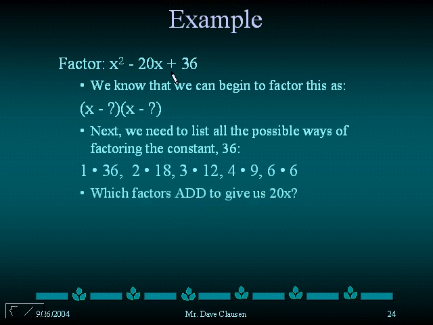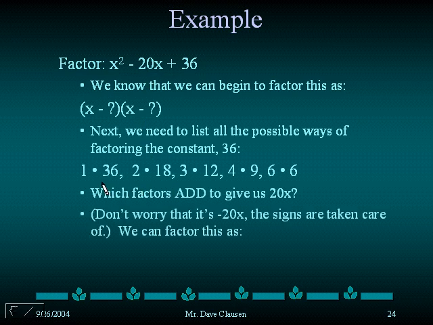We want factors that add to give us the middle term, negative 20. And in that case, as we look, don't worry about the fact that it's a negative 20. We're taking care of the signs. We took care of the signs first. So we just need to look to see which ones will add to give us 20. Obviously, the 2 and the 18 are the winners. So that's going to factor as x minus 2 times x minus 18.